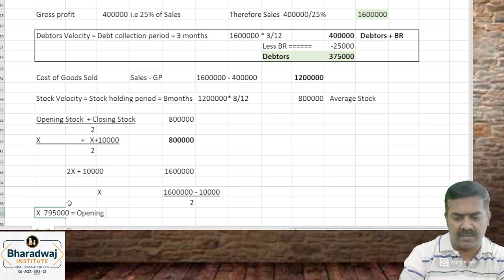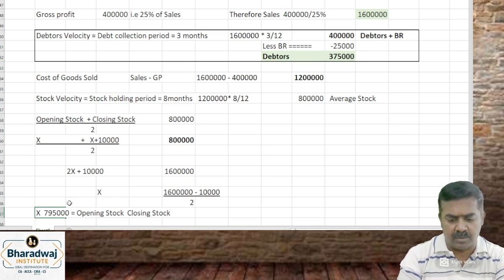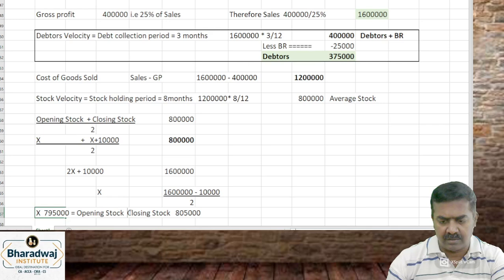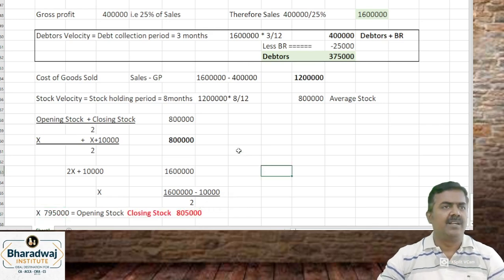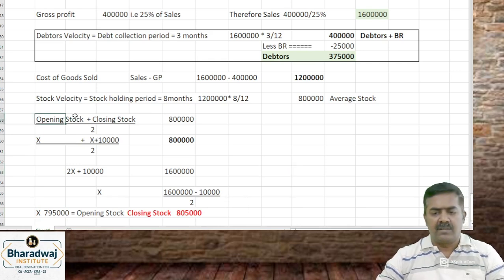இது வந்து என்ன ஸ்டாக்? Opening stock. Closing stock will be 10,000 more, X plus 10,000, 8 lakh 5,000. அதான் கேட்டிருக்காங்க. Closing stock என்னன்னு கேட்டிருக்காங்க. இது ரொம்ப சிம்பிளா ஒர்க் அவுட் பண்ணலாம். What is the average stock?